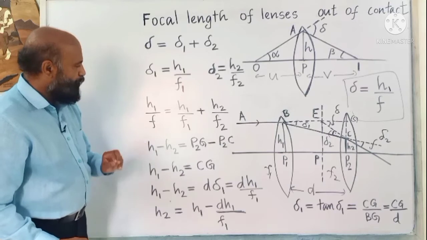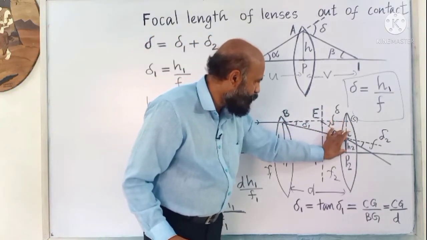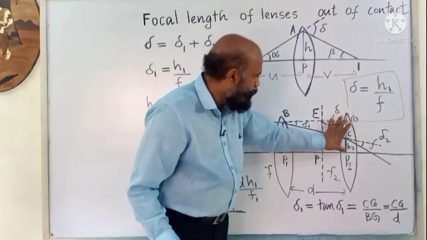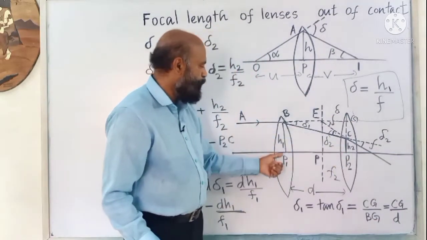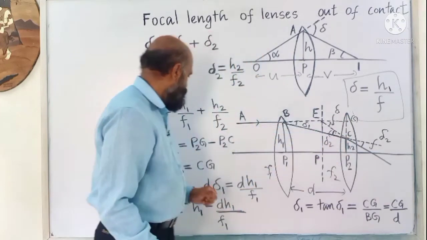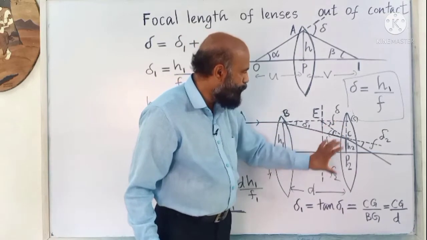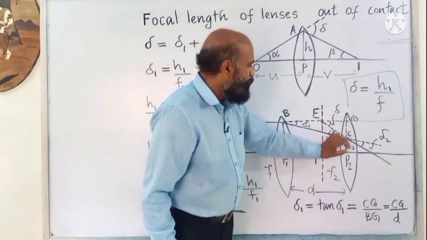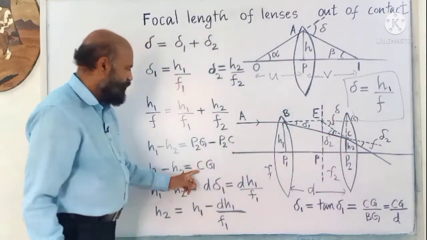Now h1 minus h2. So this is h1, this is h2. So h1 minus h2 is P2G. P2 is the optic center of this lens. P1 is the optic center of this lens. So h1 minus h2 is P2G minus P2C. So that is CG. P2G minus P2C is CG.